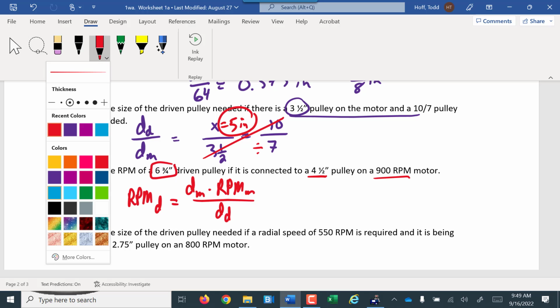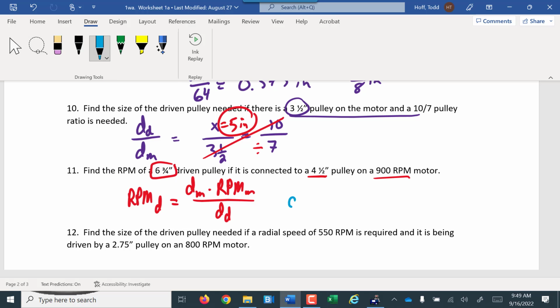Really simple. The formula is always the same. They give you a different formula for each different thing that could be missing, if you're looking for a missing diameter, missing RPM for the motor pulley, whatever. The simple formula that's always going to be the same is the diameter of the driven pulley times the RPM of the driven pulley equals the diameter of the motor pulley times the RPM of the motor pulley. You don't even need to call them driven and motor. You can call them pulley 1 and RPM 1 if you want to.